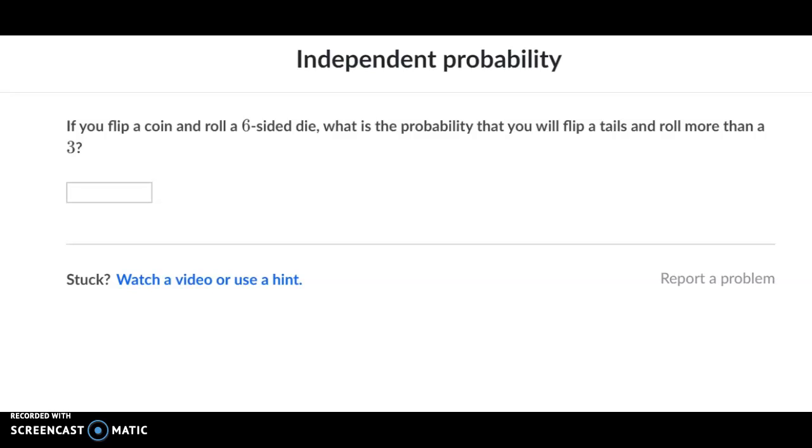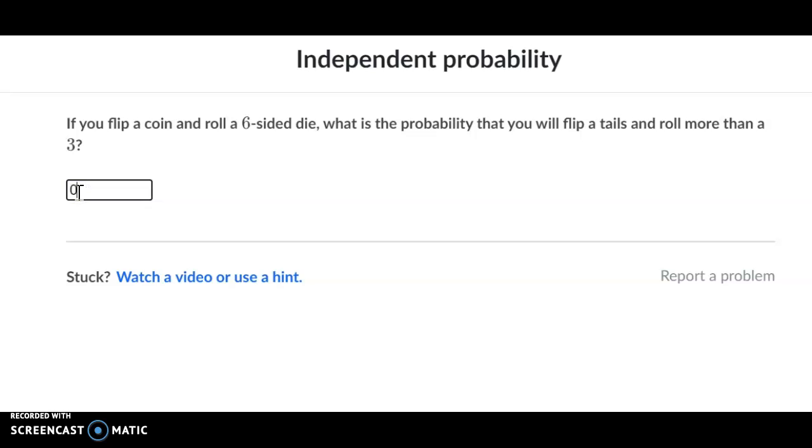That makes them independent. Chances of flipping a coin and getting tails is 1/2. Probability that you roll something more than a 3, well, that means it could be a 4, 5, or 6. That's 3 out of 6, or 1/2. So you've got a 1/2 chance of getting tails and a 1/2 chance of rolling something more than 3. So 1/2 times 1/2 is 1/4, or 0.25 if you want to put it in as a decimal.